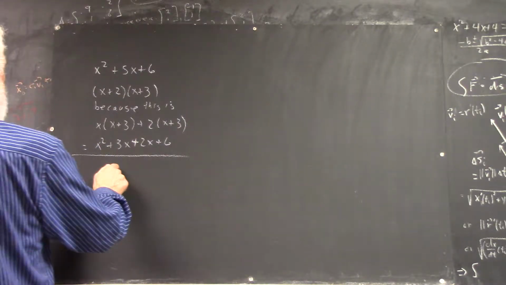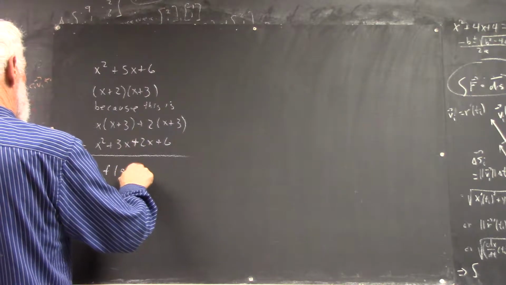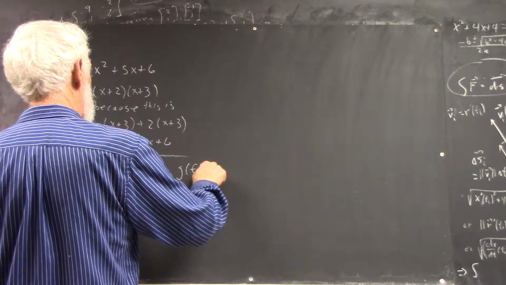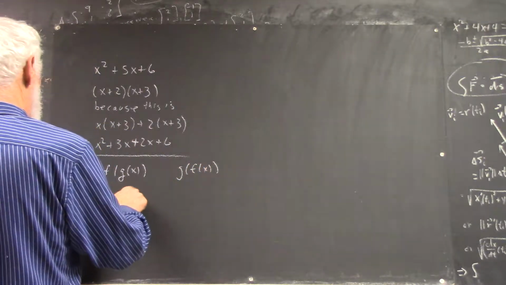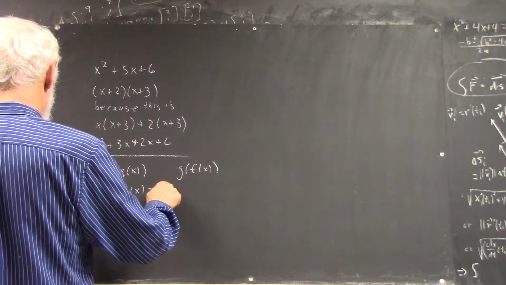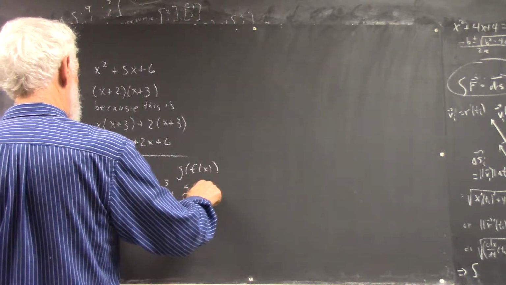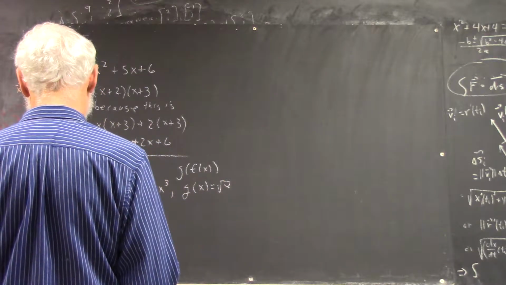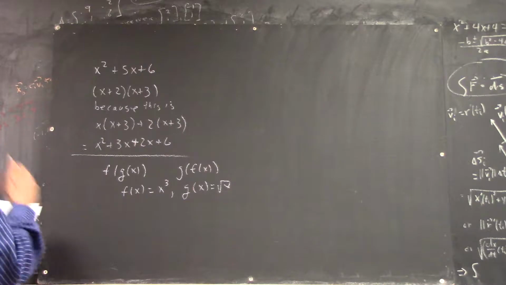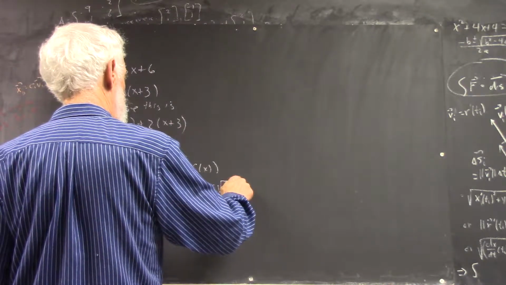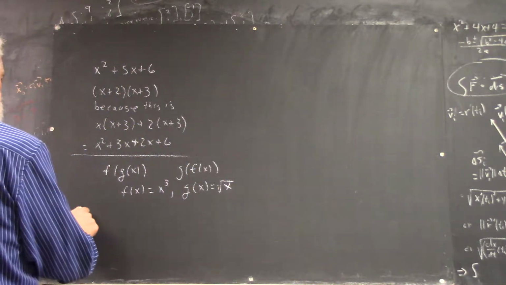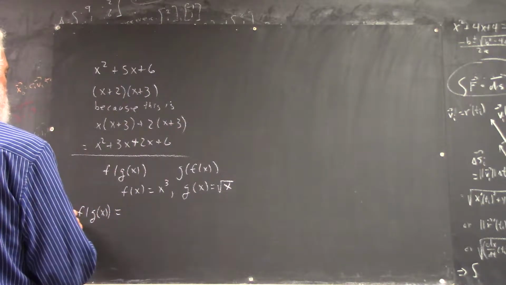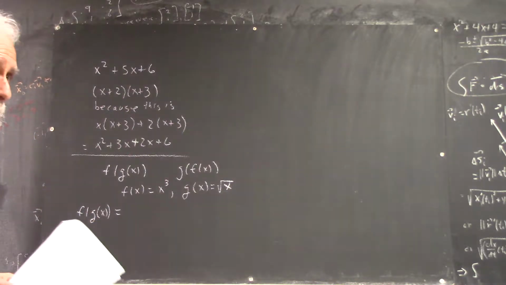Okay, we want to find f of g of x and g of f of x, where f of x is x cubed, g of x is the square root of x. Okay, well, how do you write down f of g of x?